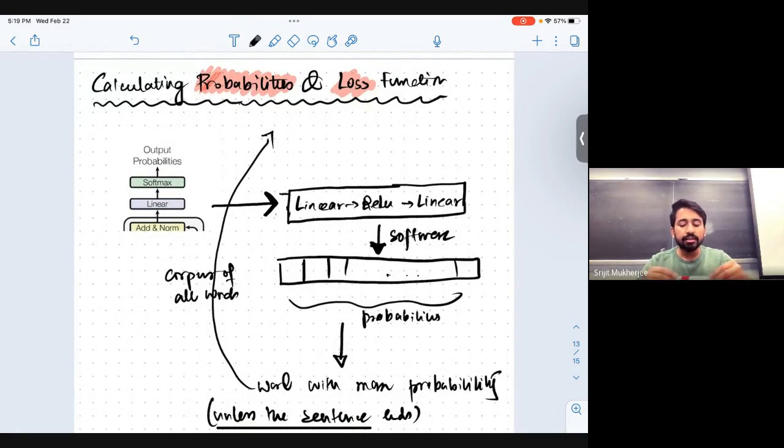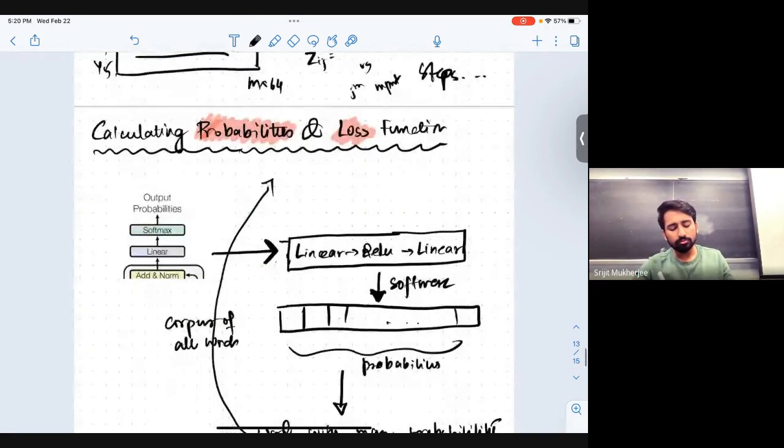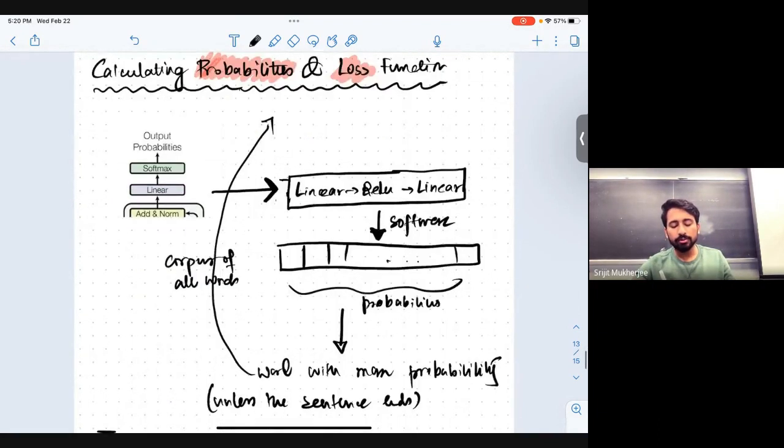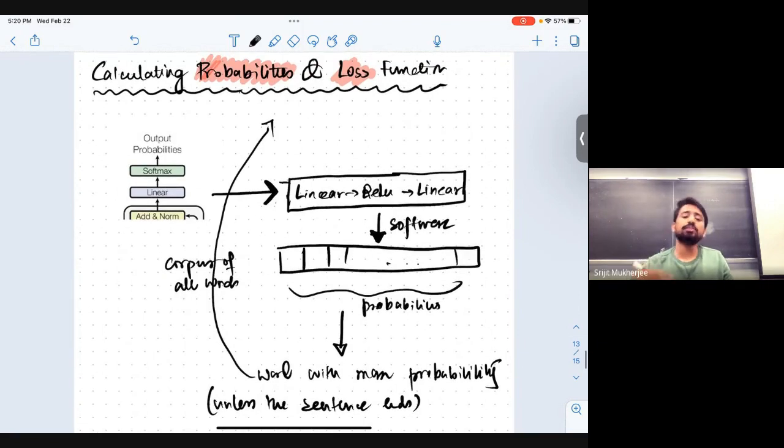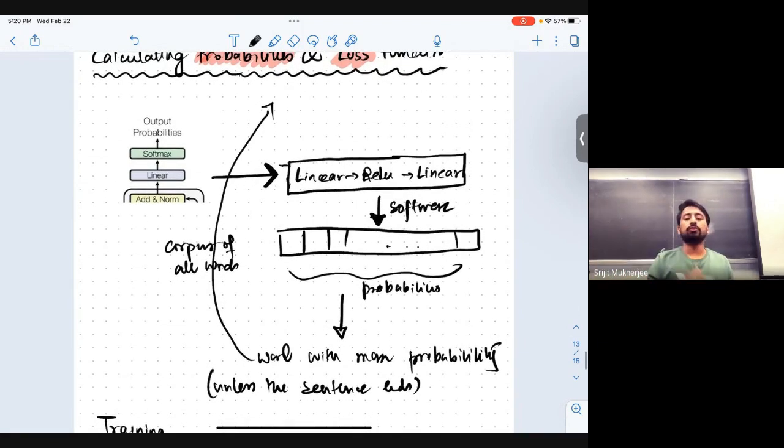Finally, after everything is done, in the last step we do this 6 times, and then we get to the probabilities. The probabilities are computed with a linear layer, ReLU, and linear again, and then it goes to the softmax, just like in a deep neural network. Then we take the corpus of all words, look at the probabilities, and take the word with the maximum probability.